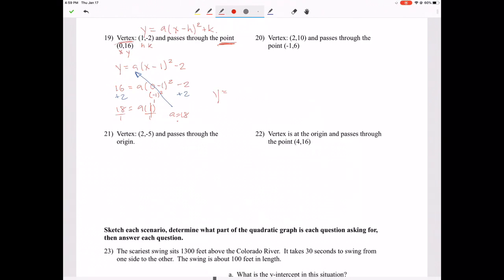y equals 18 times (x minus 1) squared minus 2. Okay? Memorize, understand how to do this. Okay?